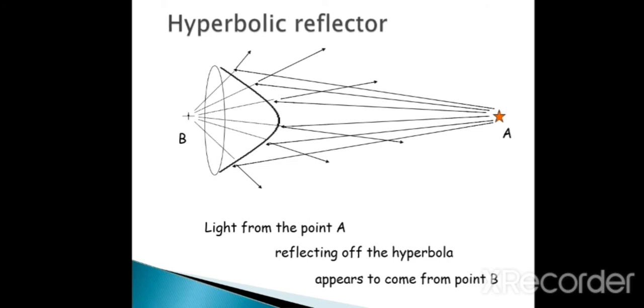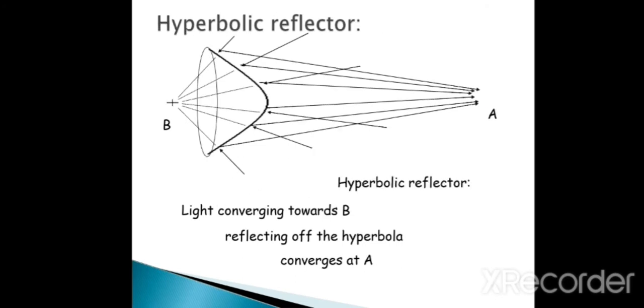Okay, now again another one. Here, for the hyperbolic reflector, if you give the signal from B, the light converging towards B, reflecting off the hyperbola, converges at A, and this is the reverse process. So this is about the hyperbola.